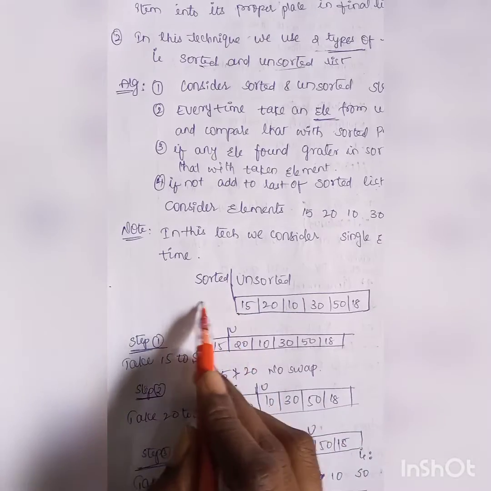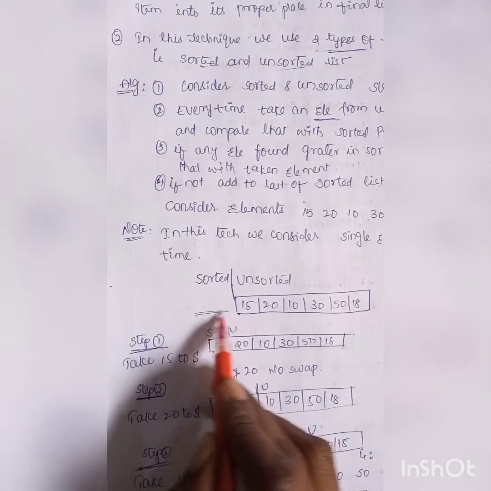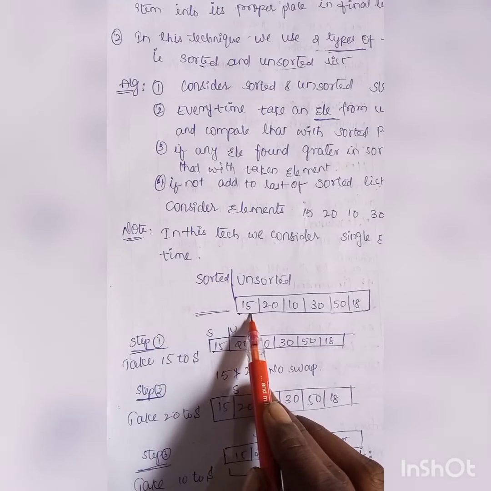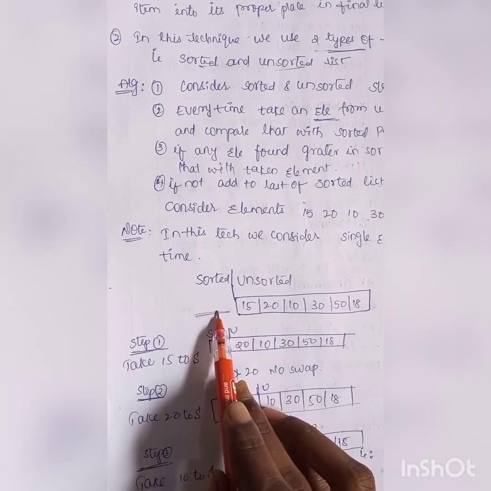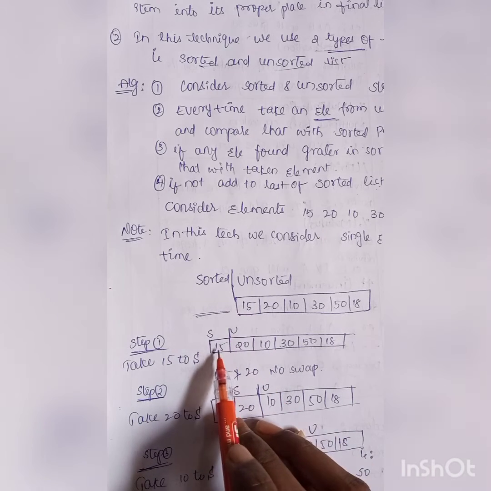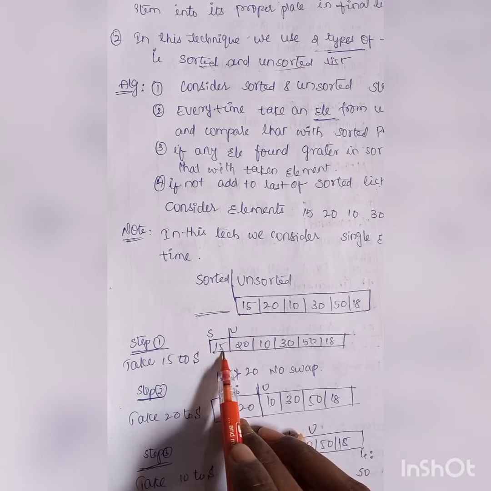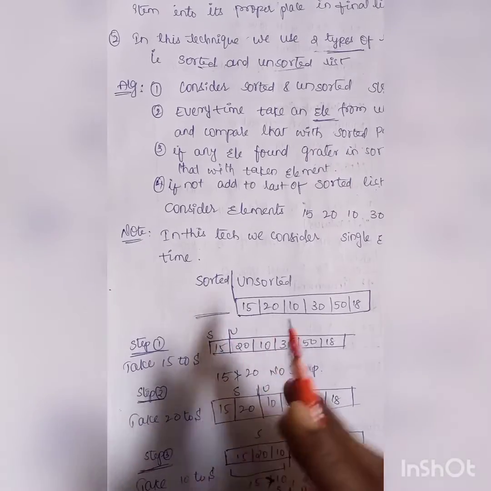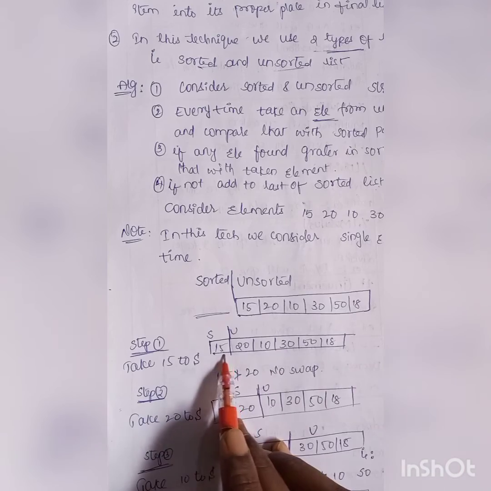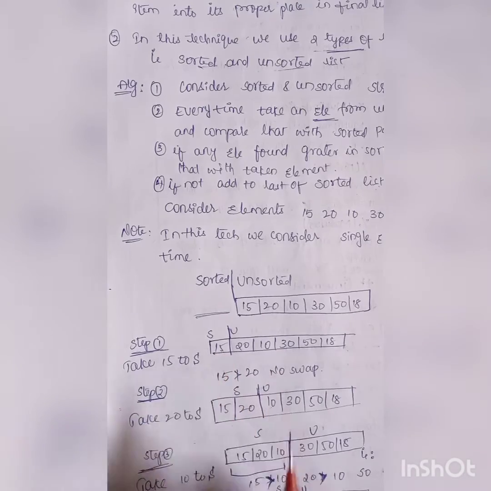Now this is the sorted part. In this sorted part, do you have any elements? No. So first take one element, 15, and compare with the sorted elements. Are there any sorted elements? No. So simply take out this 15 and place it into the sorted part. The remaining part is the unsorted part. So this is the unsorted part and this is the sorted part, right?